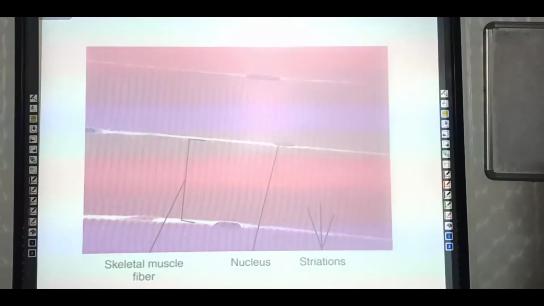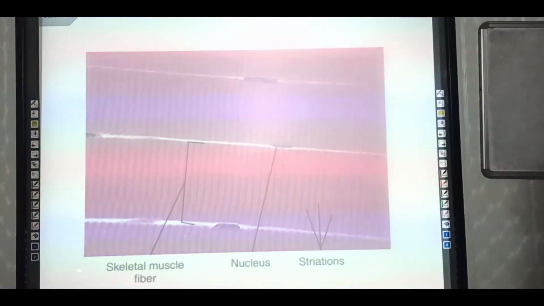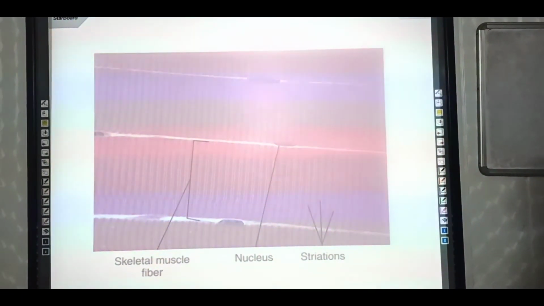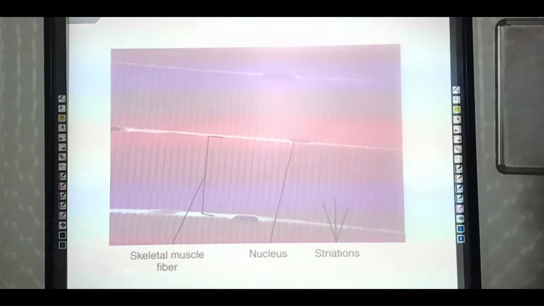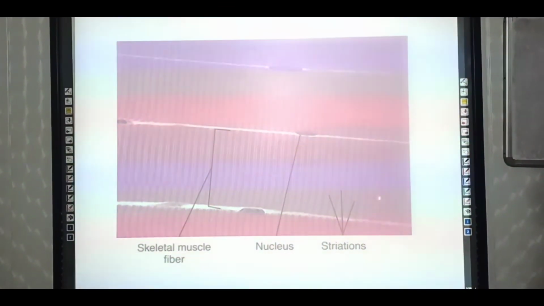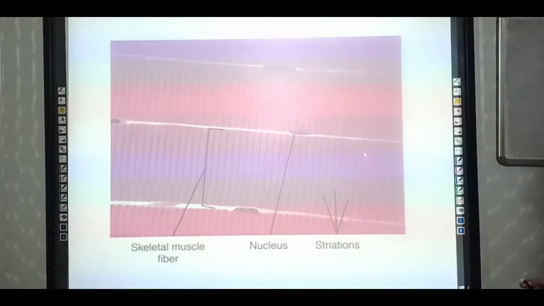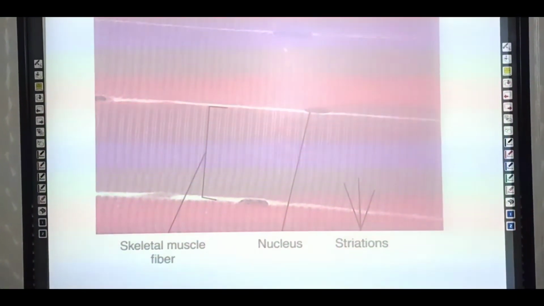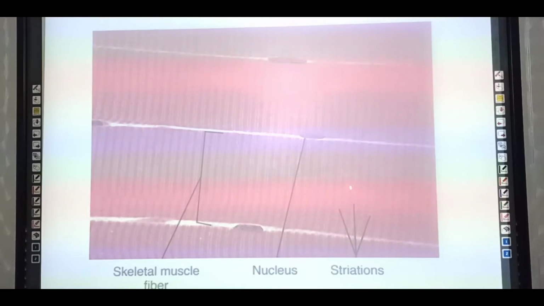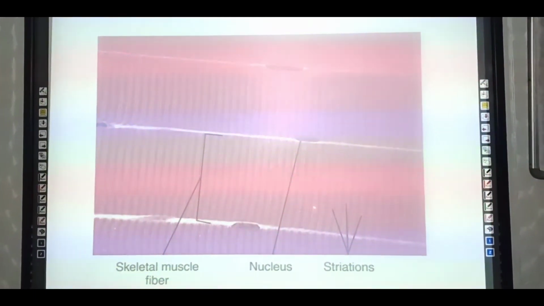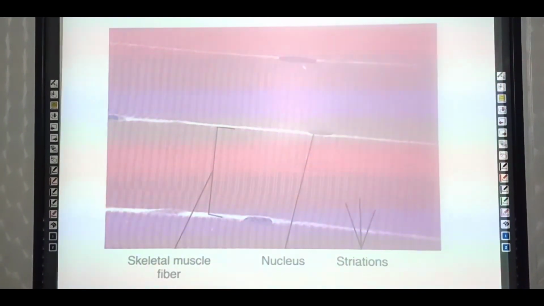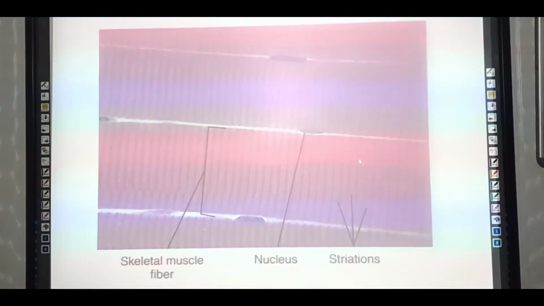Let's discuss the skeletal muscle fiber. It is also known as the striated muscle fiber. Why is it known as striated muscle fiber? Because you can see in the diagram, it has striations, line-like structures, different lines. These are the striations. That's why it is also known as the striated muscle fiber. It has the nucleus. You can see the nucleus present within the muscle fibers.